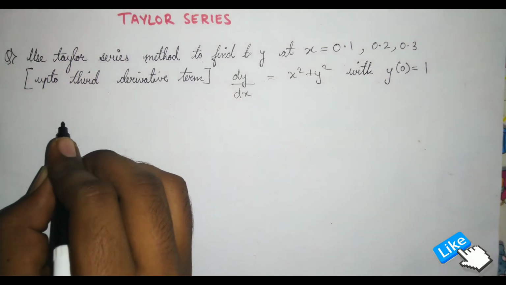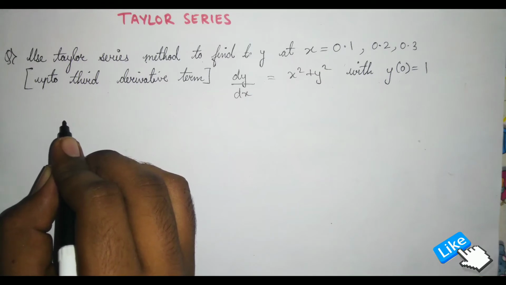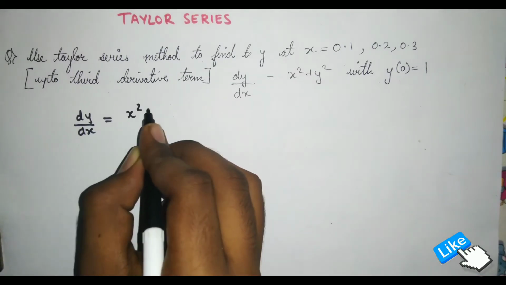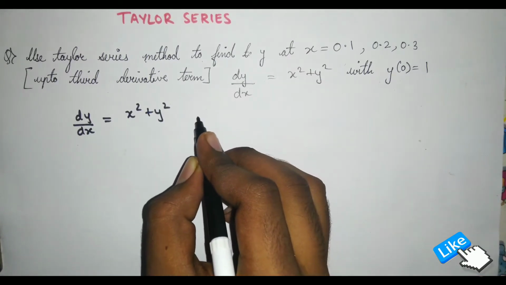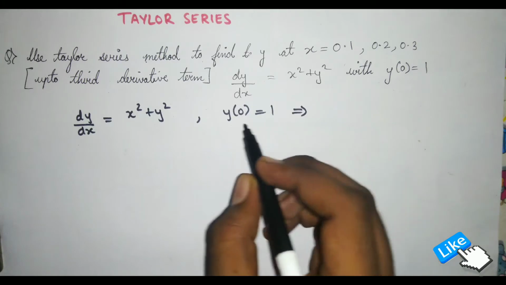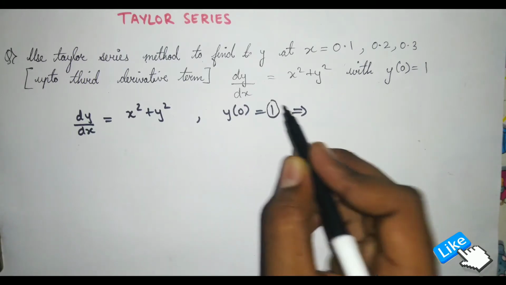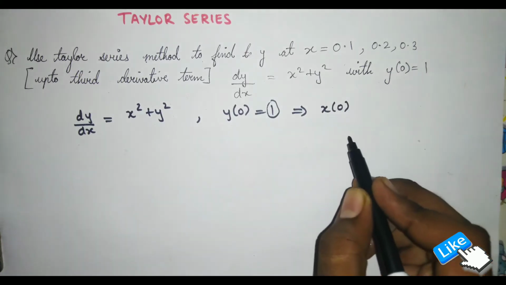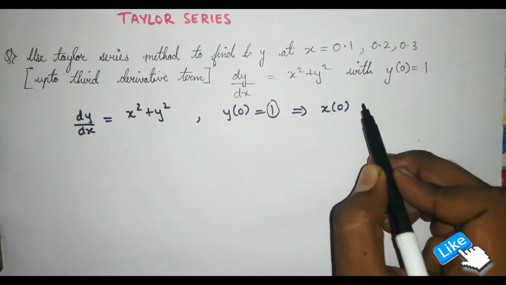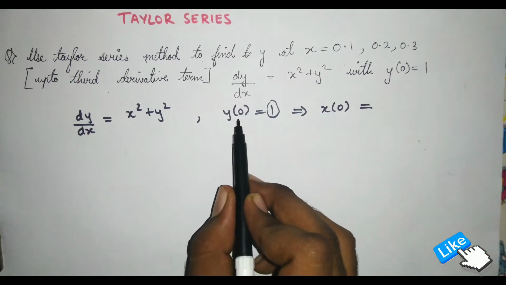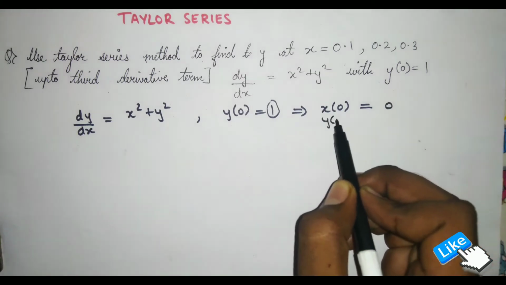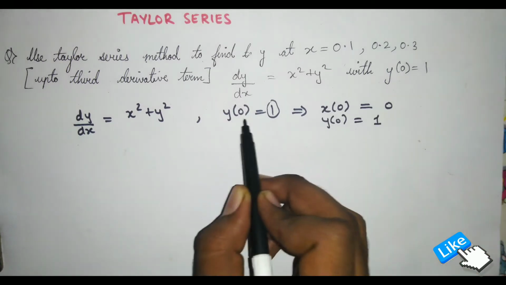So here the given data is dy by dx, so we'll write that dy by dx is given, that's equal to x square plus y square. And what else is given? Then y of 0 is given, that is nothing but 1. This indicates that you have to remember, y of 0 means this is a function of x. So I can write x of 0 is equal to 0. And what about y of 0? Y of 0 is nothing but 1. Y of 0 is given in the question.